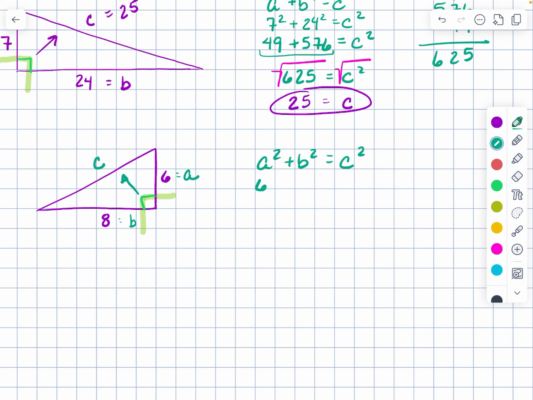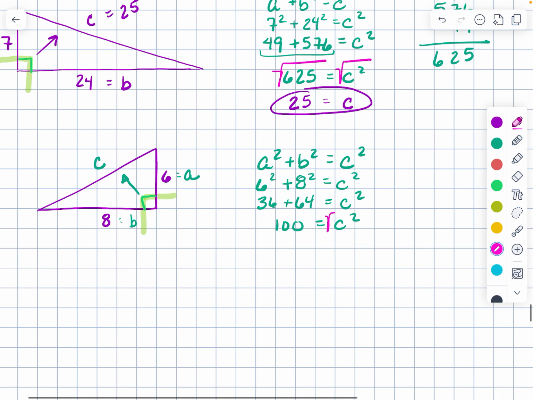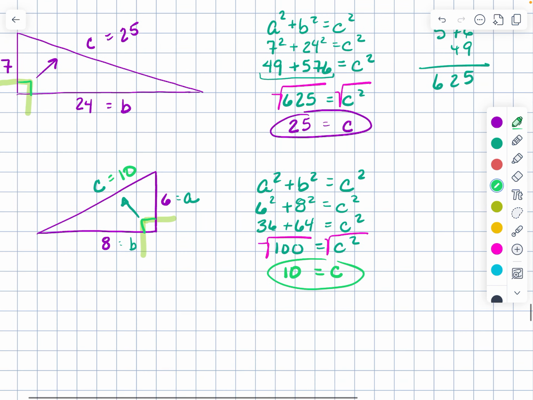We have a is equal to 6 and b is equal to 8. So 6 squared is 36 and 8 squared is 64. And 64 and 36 is equal to 100 equals c squared. And we're going to take the square root of both sides, and I get 10 is equal to c. And that is my answer. Now, there's one more thing that I want you to see. This is a 6, 8, 10.